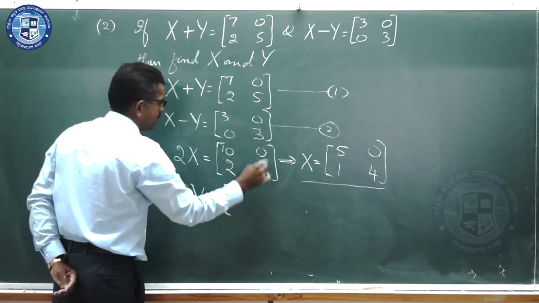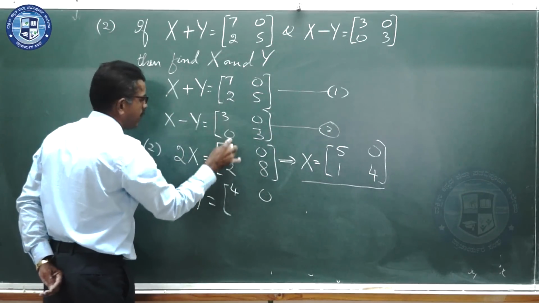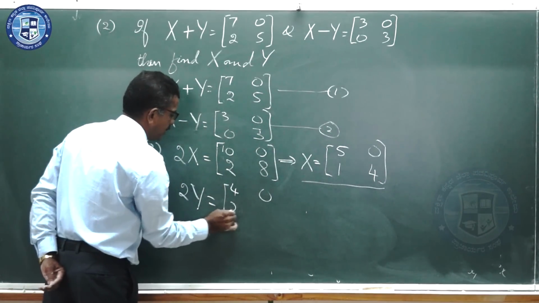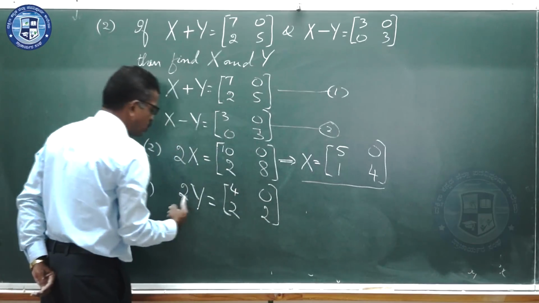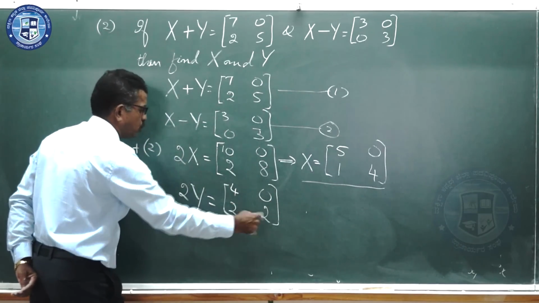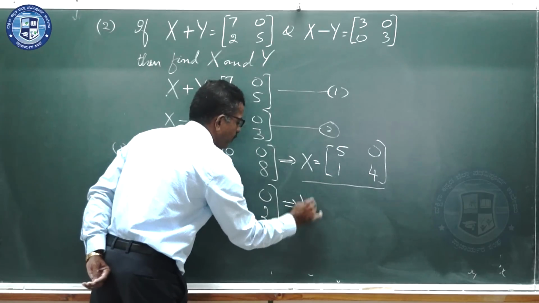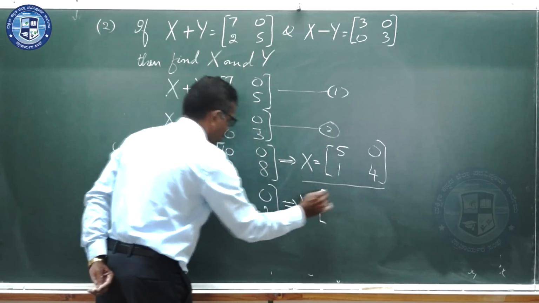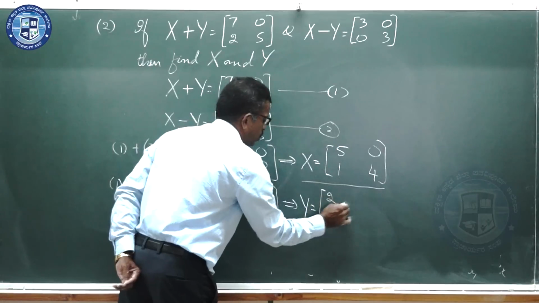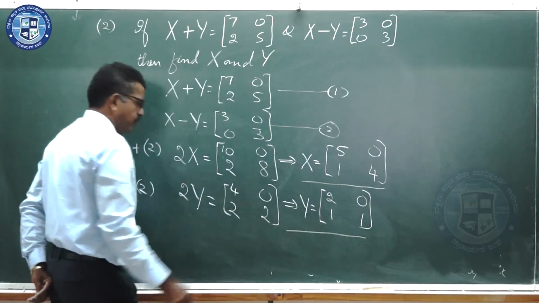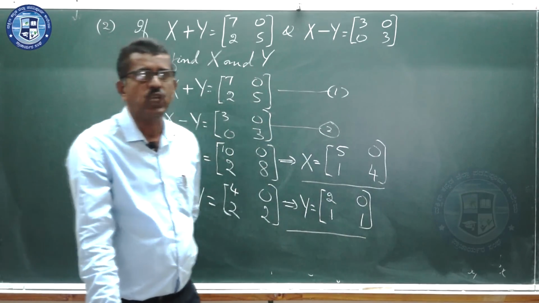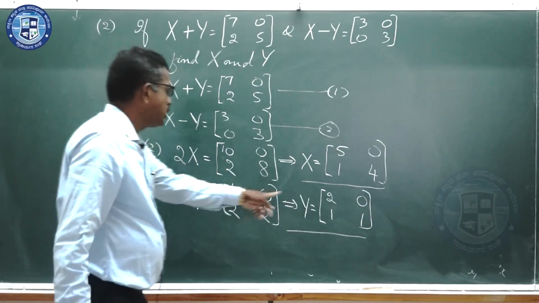What is 0 minus 0? It is 0. Then 2 minus 0 is 2, and 5 minus 3 is 2. So 2y is 4, 0, 2, 2. That's why y will be half of that, which is 2, 0, 1, 1. Therefore the matrix y will be 2, 0, 1, 1.